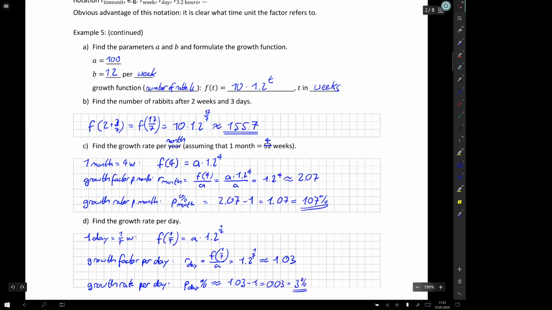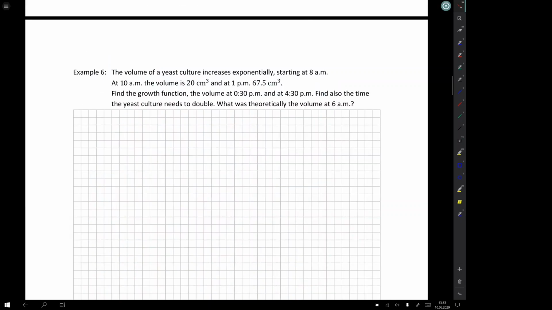0.03 or 3%. In example 6, we have a yeast culture that starts to grow exponentially at 8 a.m. We want to know what is the volume. We're given the volume at 10 a.m. and at 1 p.m. And what we want to find is the growth function of this yeast culture, then specifically the volume at 12:30 p.m. and 4:30 p.m. We also want to find out how long it takes for the yeast culture to double its volume, and in the end, what was theoretically the volume at 6 a.m.